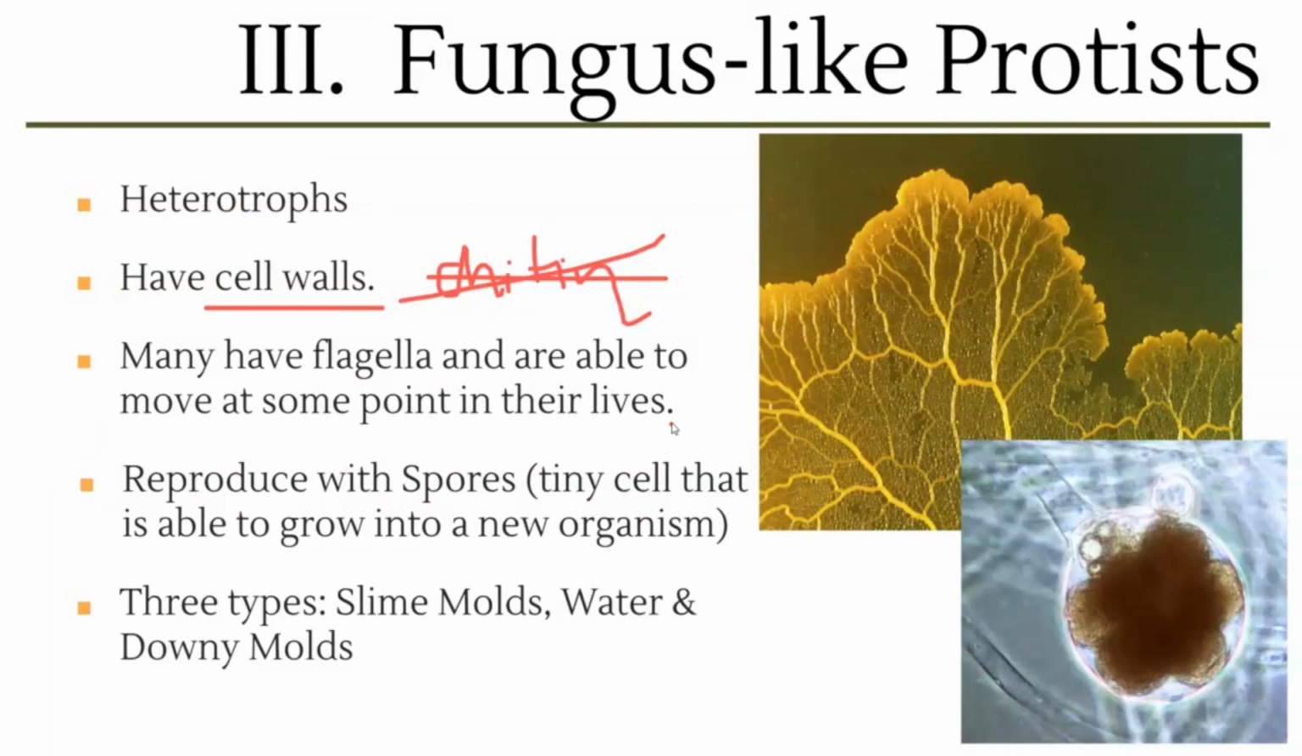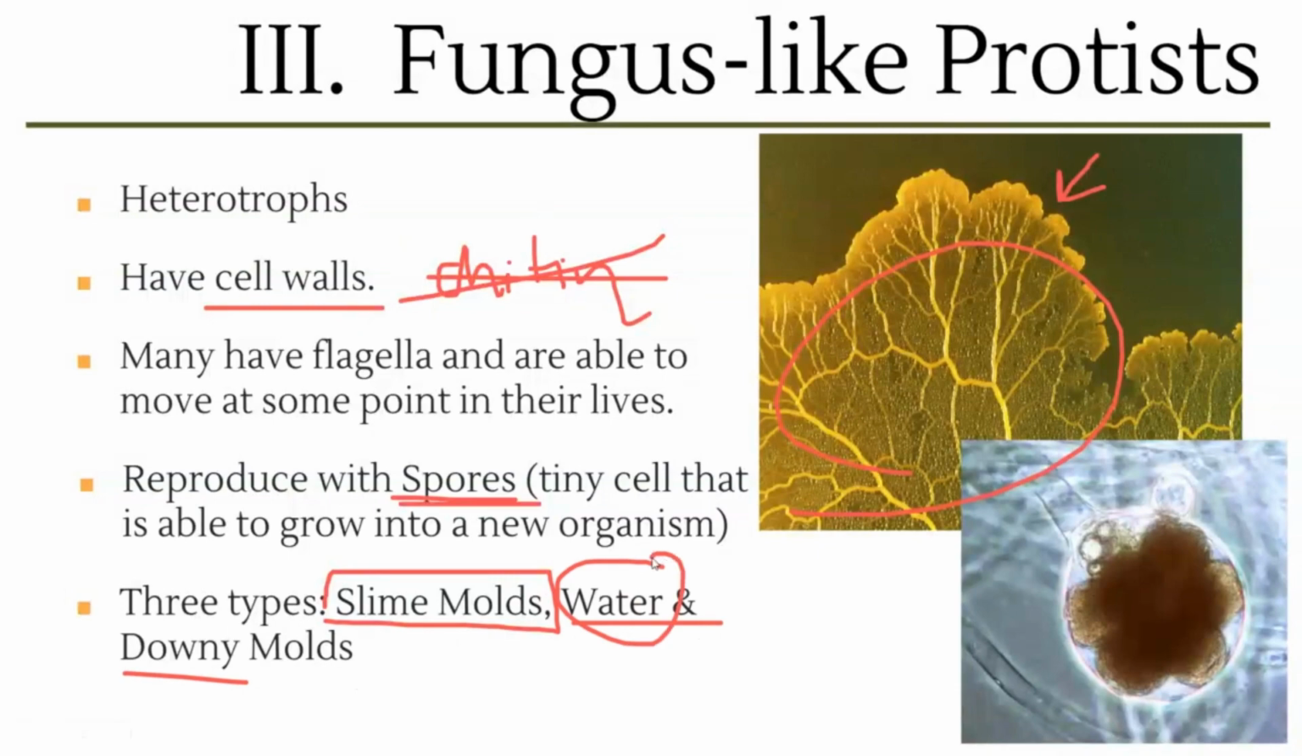Many of them are mobile at some point in their life cycle, but not this part of their life cycle. So maybe when they're in their juvenile state, they will have a flagella or some sort of mobility. They do reproduce with spores, little tiny zygotes that they release into the air. There are two main types that we're going to talk about. We're going to talk about slime molds, which you see here in this image, and then we're also going to talk about water or downy molds, which is in this image.